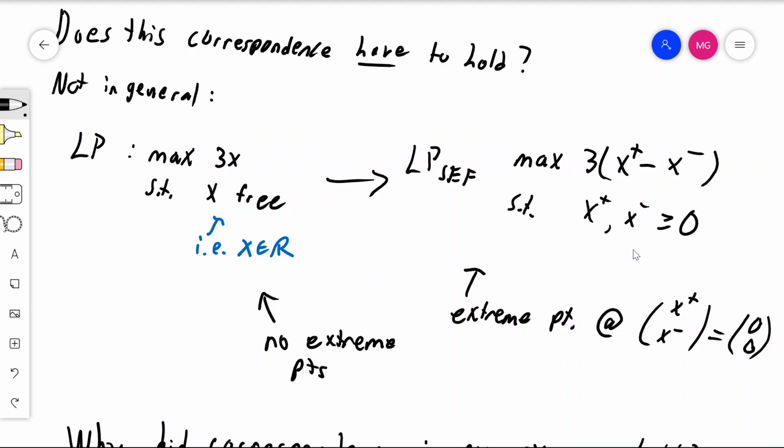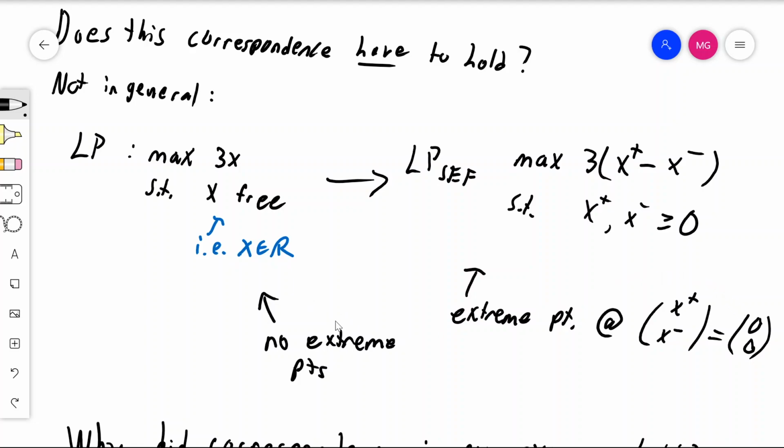And here the two variables are x plus and x minus. So there is exactly one extreme point because it's just the positive orthant here, or positive quadrant. In this case, it's a quadrant because there's two variables, and so it's just the origin. It's the corner point. There is the extreme point. So it's where both x plus and x minus are 0 at the origin. So that's an extreme point.